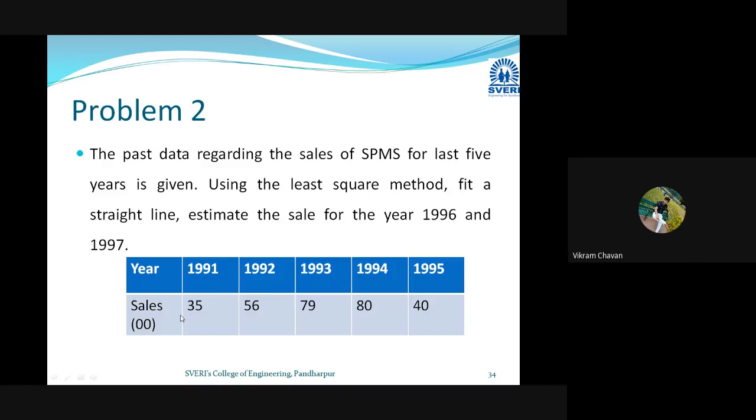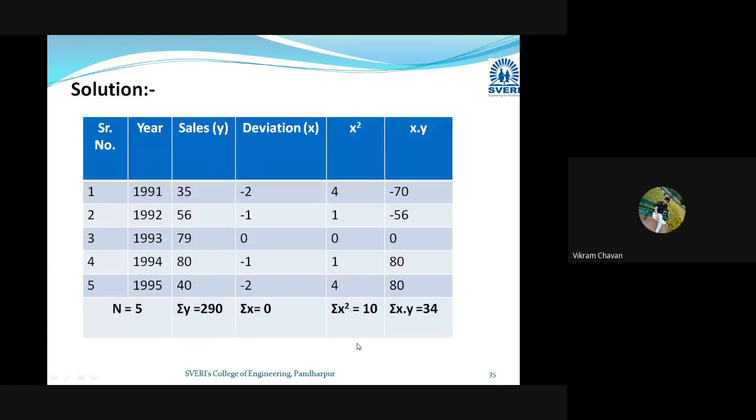At the end of the forecasted year calculation, we have to multiply the value with 100. So here the years are provided and sales values are provided. We have to find out the straight line, and to find the straight line, we require this data. For that purpose, we have to form this particular table.